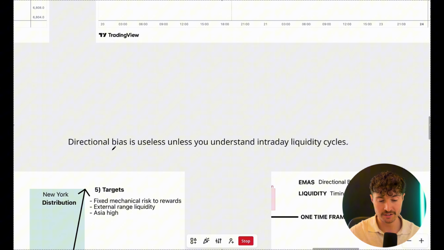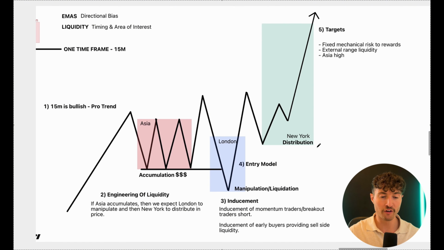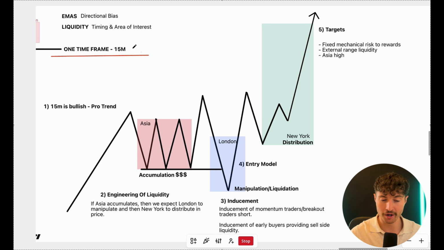But let's be honest, directional bias is useless unless you understand intraday liquidity cycles. So let's first start off with the expectation. This is the general base case scenario. As we know, this is a one time frame strategy. Everything's going to be on the 15-minute time frame. We now know about directional bias. We know to mechanically identify that. So let's say that this is a 15-minute bullish pro trending market.